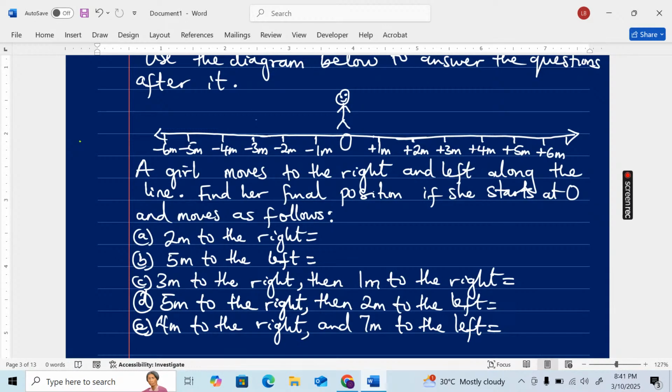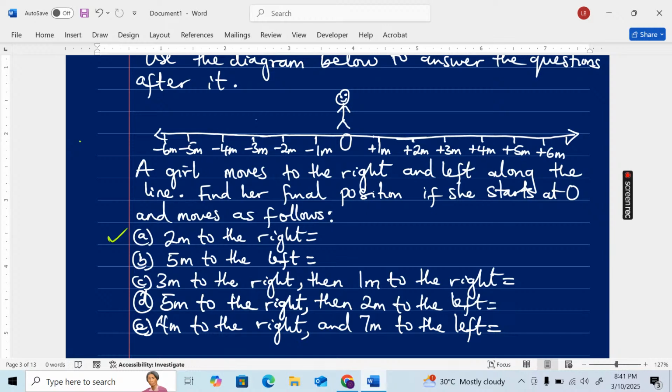Okay, now let's continue with this. The class ends shortly. A girl moves to the right and left along the line. Find her final position if she starts at 0 and moves as follows. The first one, the A part of this question, is 2 meters to the right.